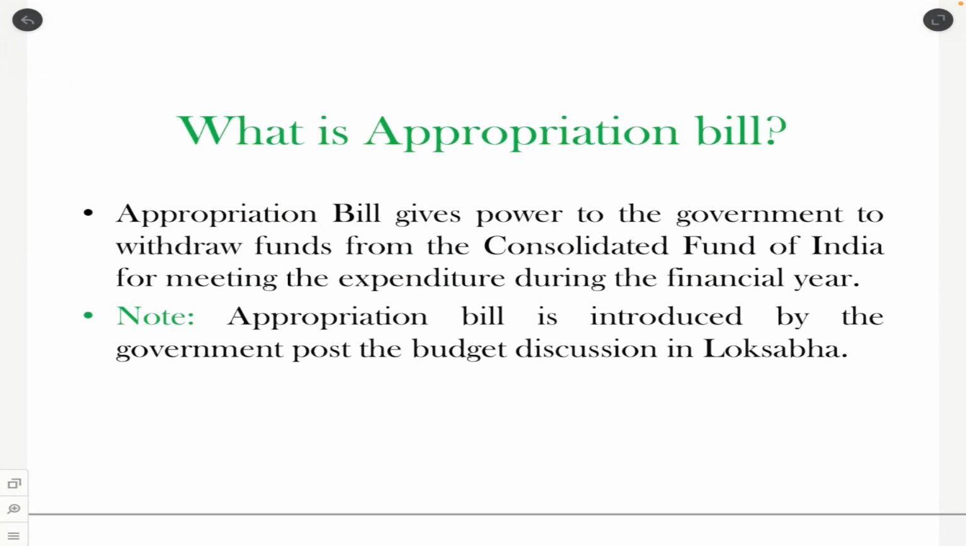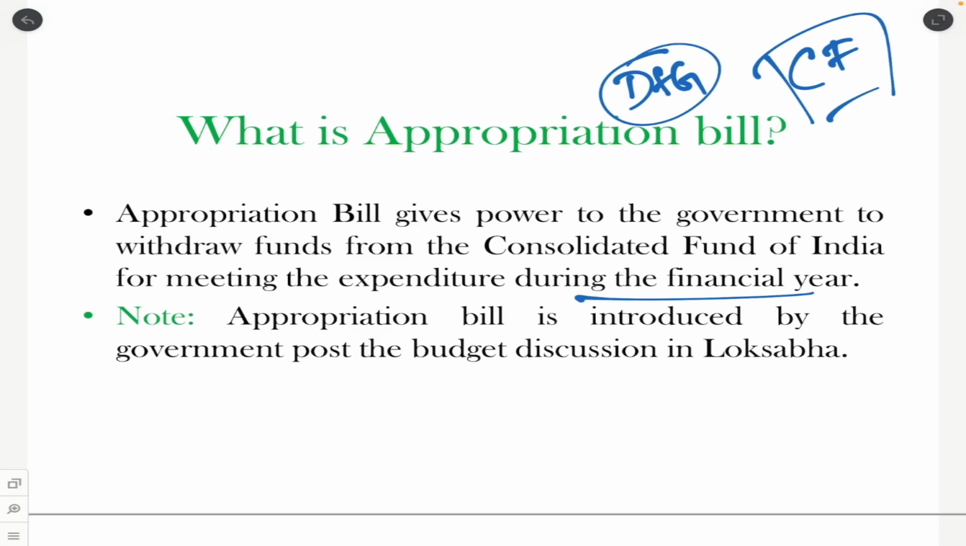What is appropriation bill? Appropriation bill gives power to the government to withdraw funds from the Consolidated Fund of India for meeting the expenditure during the financial year. So the consolidated fund is here. The government presents the demand for grants and Lok Sabha votes for it and gives the consent to withdraw the money. And after that, according to the appropriation bill, the government can withdraw the money from the consolidated fund. Appropriation bill is introduced by the government post the budget discussion in Lok Sabha.